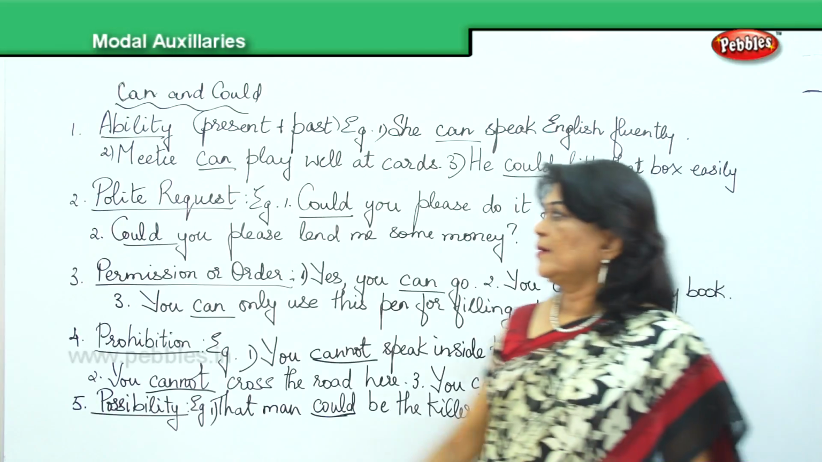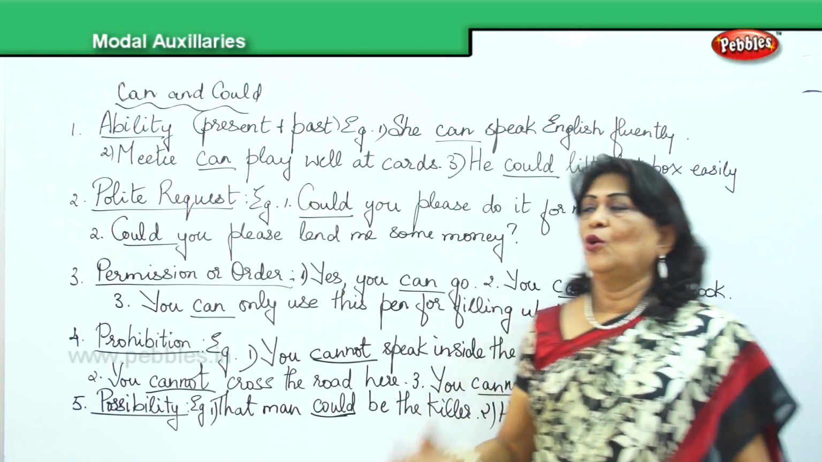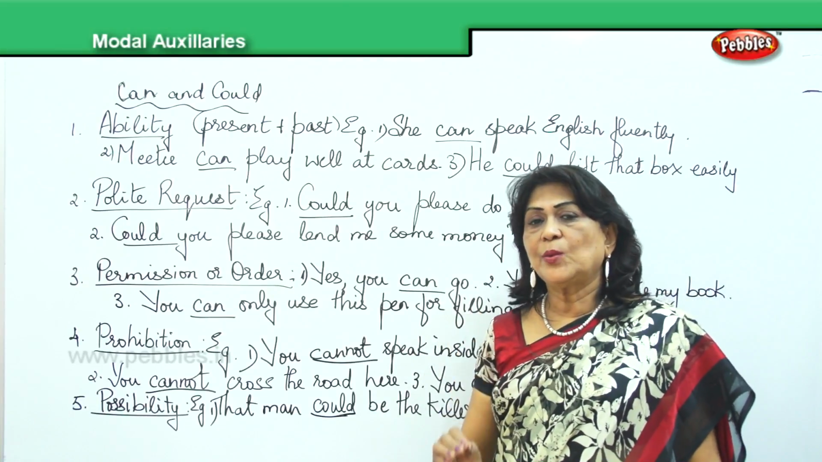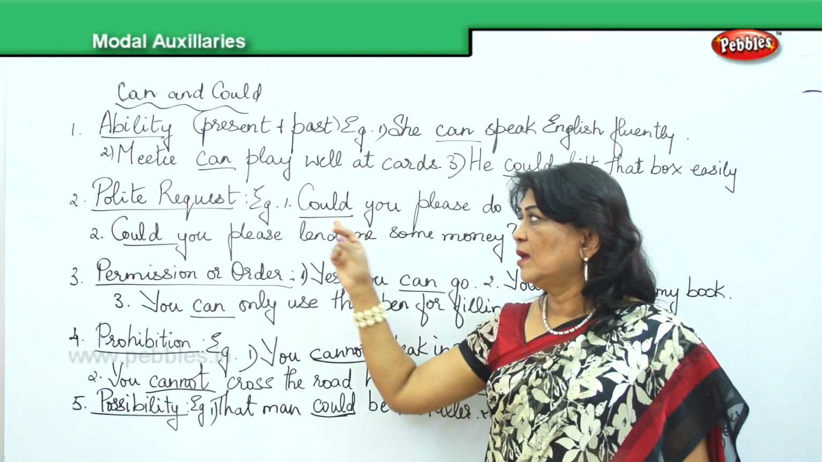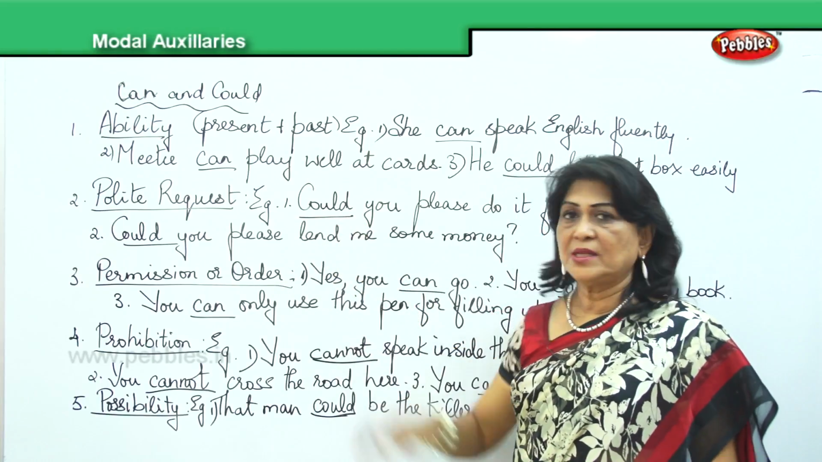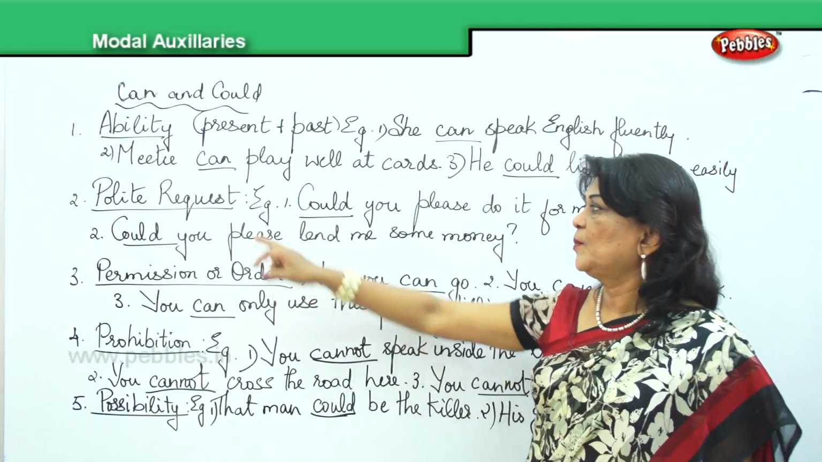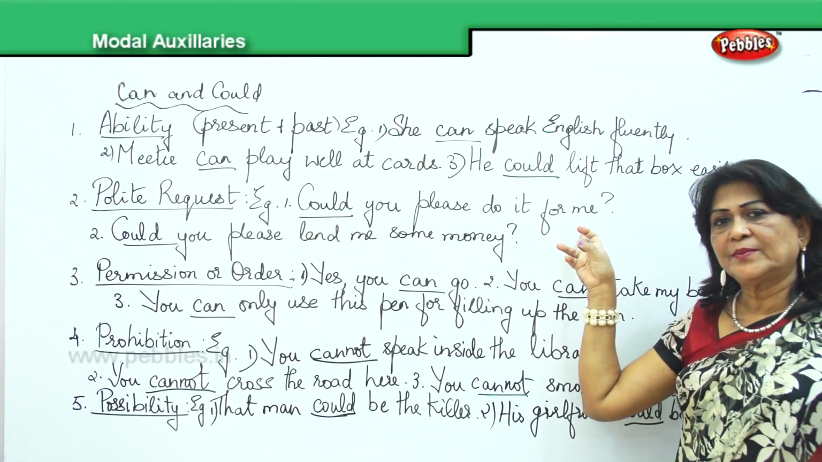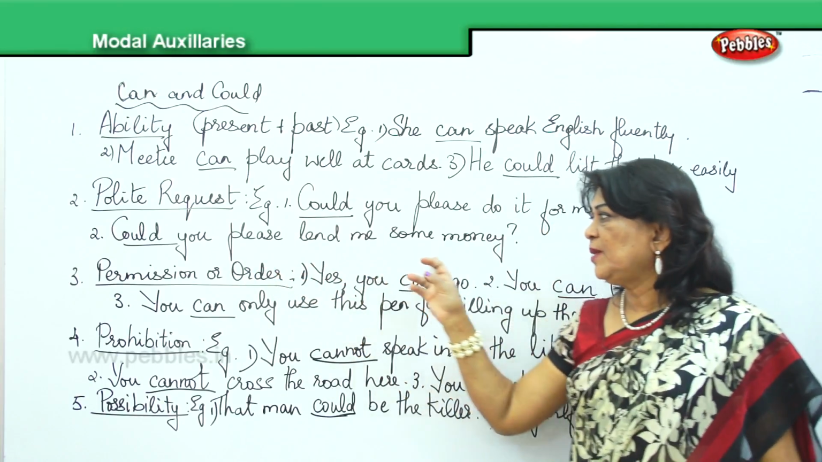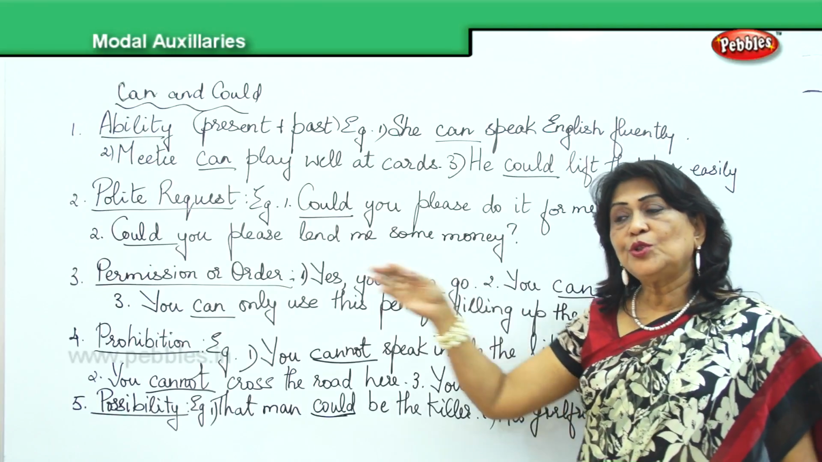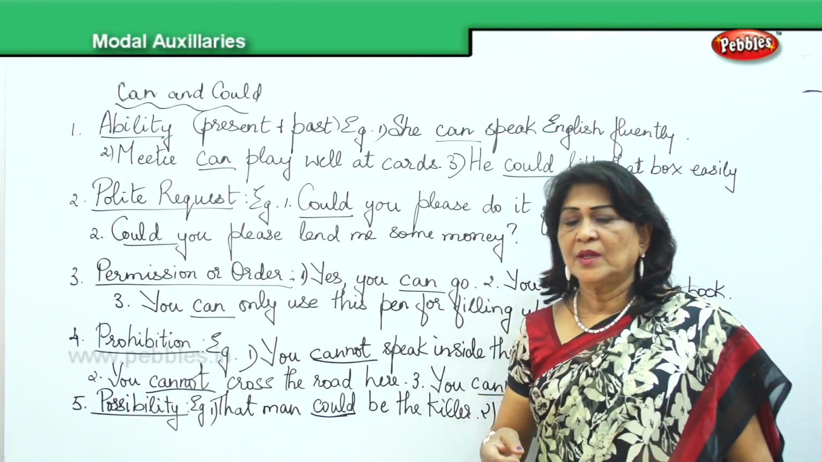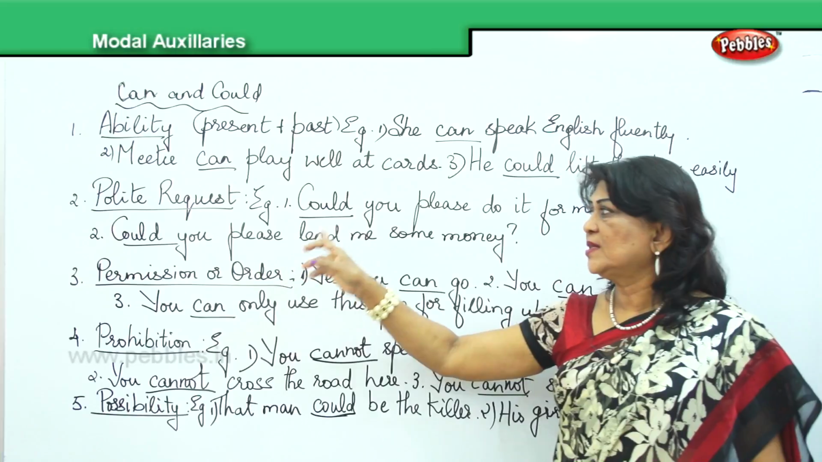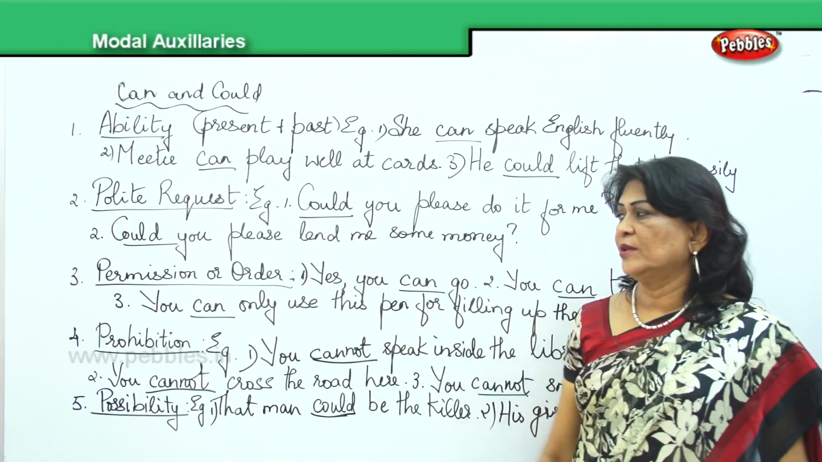Okay. Next one. A polite request, always we use could. Don't use can. Polite request is always with the modal auxiliary could. Could you please do it for me? Could you please lend me some money? Or could you please open the door? Or could you please keep quiet? All this, a polite request is where we use could.